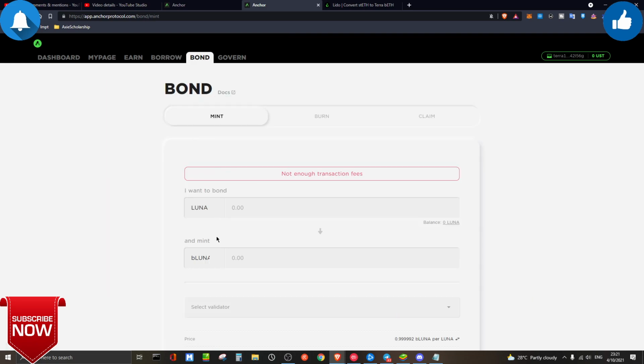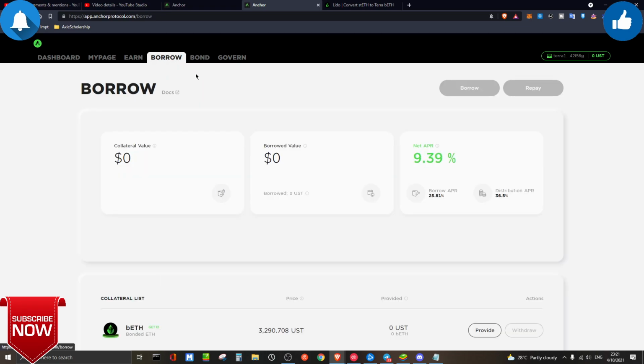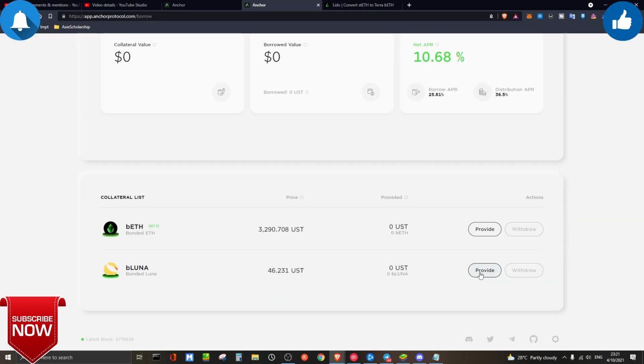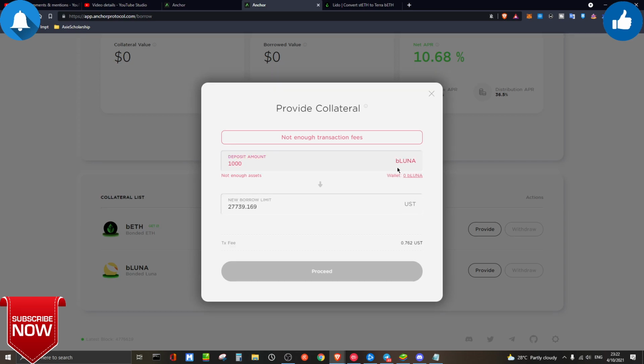Head over to bond, mint some Luna to get bLuna, as this bLuna itself is going to be used on the borrowing part. So you can provide your bLuna as collateral, and depending on how much bLuna you provide, they are going to tell you that you get this amount of borrowing limit, and after that you can proceed. Once you proceed, your bLuna is going to be sent into the contract as your collateral, and from there this is the amount they're going to issue you.